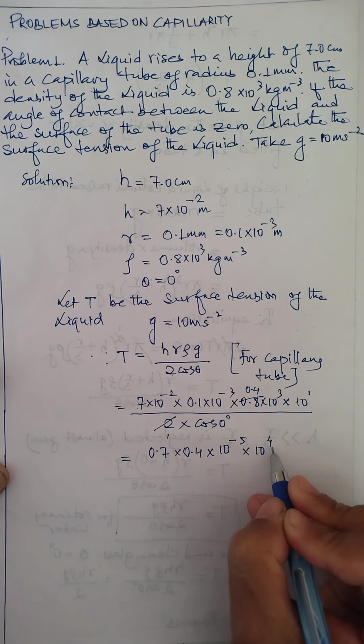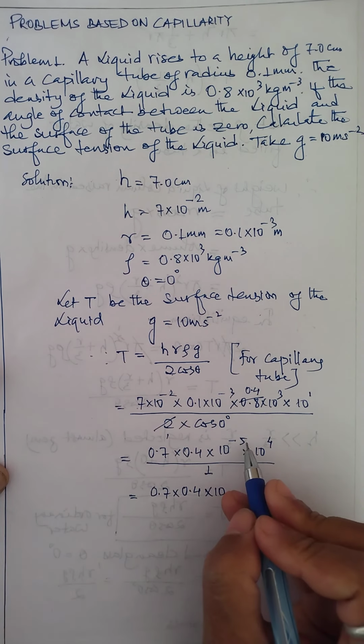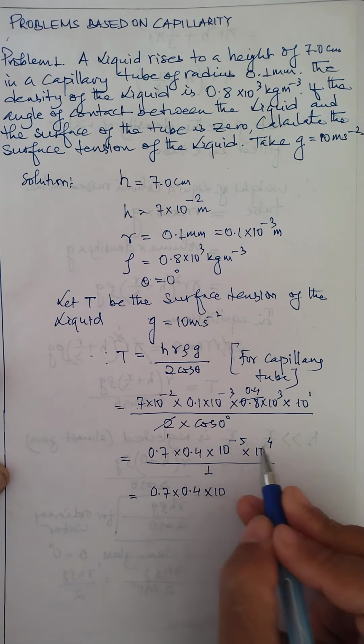Okay, whole divided by cos 0 degree value is what? 1. Okay, now we can further simplify. Now it will be 0.7 into 0.4 into 10 to the power minus 4, minus 5 plus 4 means minus 1. Okay, now you can remove the decimal. Now it is 7 into 4, sorry, by how many 0? 2 0 means 100 in the denominator into 10 to the power minus 1.